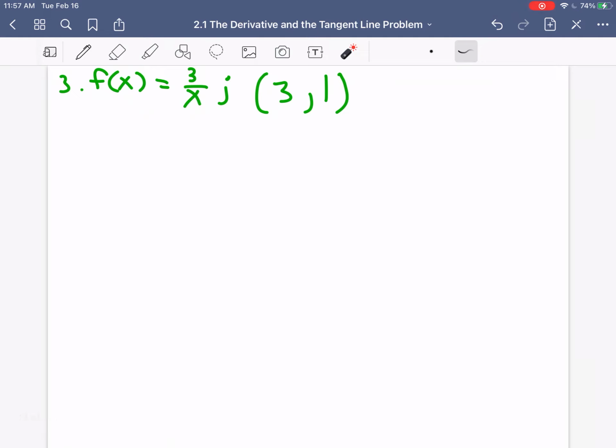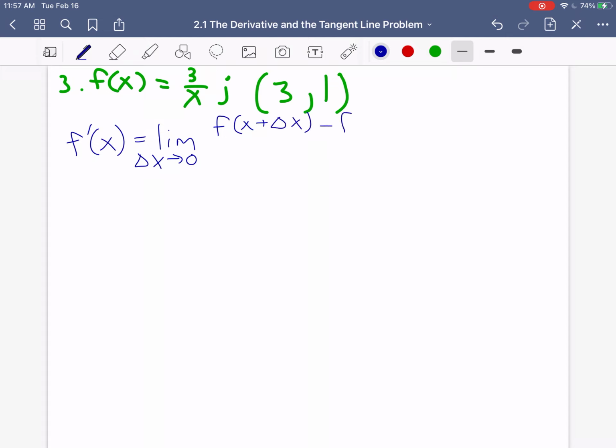So our function is 3 over x. We're going to find our derivative using the definition. So f prime of x is equal to the limit as delta x approaches 0 of our function evaluated at x plus delta x minus the function evaluated at x, all over delta x. If we did direct substitution here, we'd get 0 over 0, so that suggests something might cancel, and we hope something will cancel.